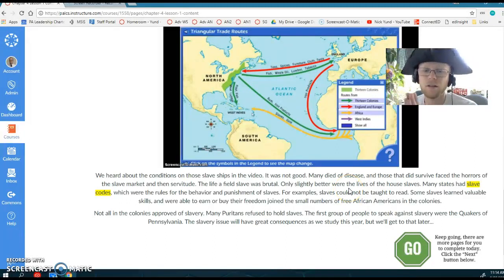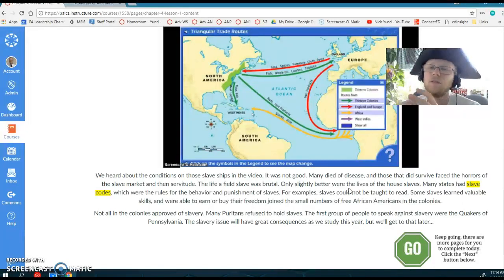The life of a field slave was brutal, and only slightly better were the lives of the house slaves, which were more or less like maids and servers, things like that. Many states had slave codes, which were rules for the behavior and punishment of slaves. For example, slaves could not be taught to read. That was one of the big things in the slave codes. Some slaves, along the way, learned valuable skills like blacksmithing, things like that, and were able to earn or buy their freedom and join the small number of free African Americans in the colonies.